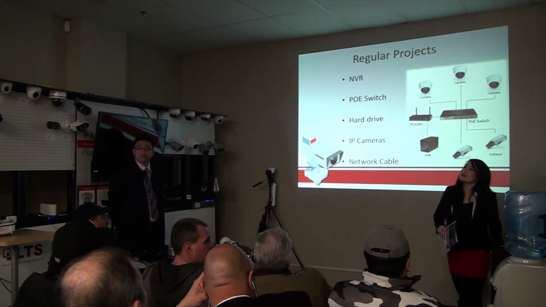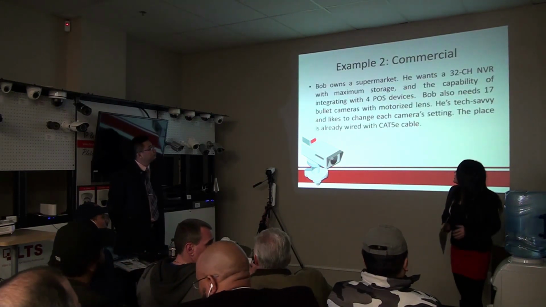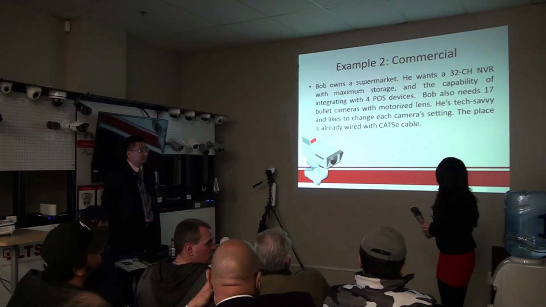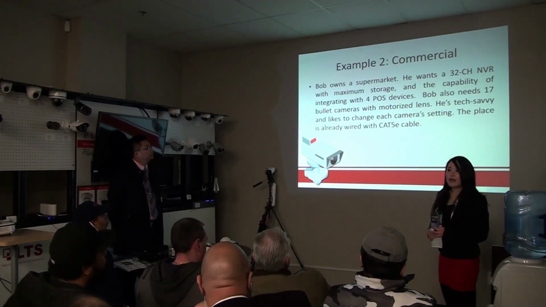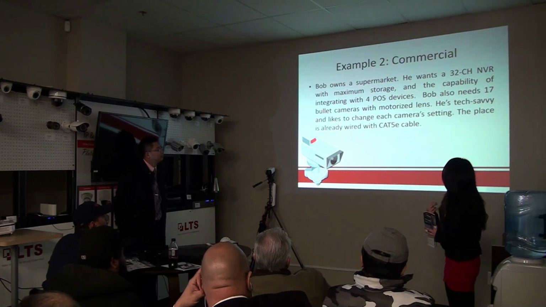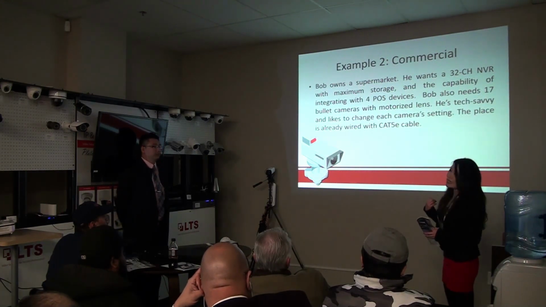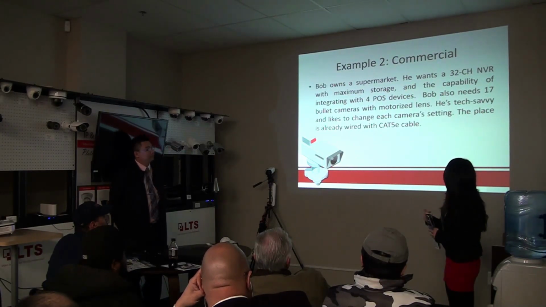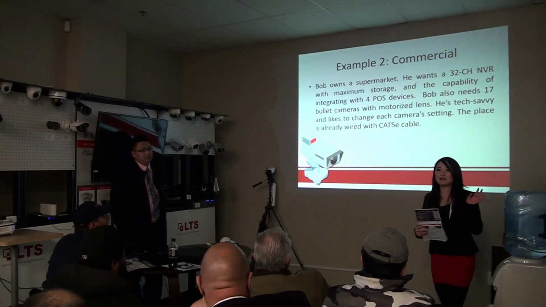So let's see. In the second application, Bob owns a supermarket. He wants a 32-channel NVR with maximum storage, and the capability of integrating with 4 POS devices because he runs a supermarket. He also needs 17 bullet cameras with motorized lens. He is tech savvy and likes to change each camera setting. The place is already wired with Cat5e cable. Can you guys make a quote for me?